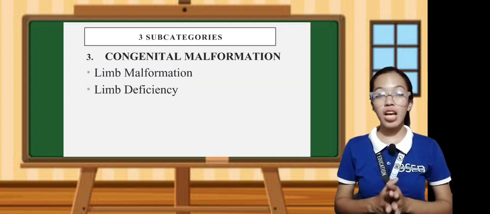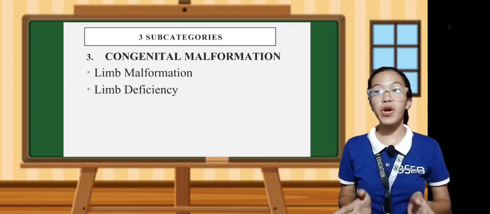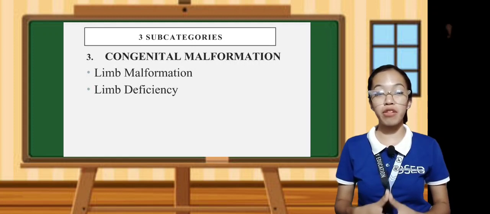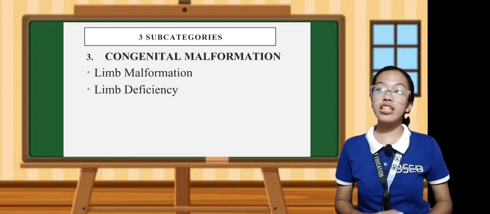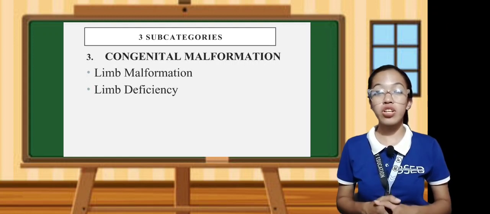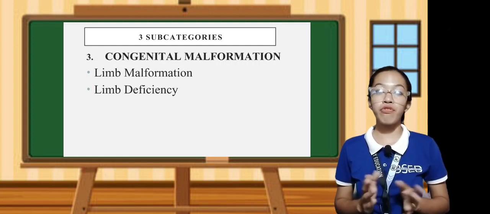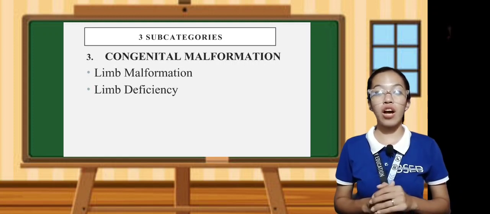So the third subcategory of orthopedic impairment is congenital malformation. So what is congenital malformation? Congenital malformation is the alterations in the structure and function of the organ systems of a newborn that occur in intrauterine life and are identified before, at, or later after birth.